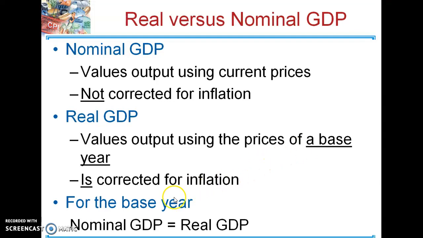One last thing, for the base year, the nominal and real GDP would be the same because it would use the same prices. So if the base year is 2010, then the nominal GDP uses 2010 prices and the real GDP also uses 2010. The base year's calculation for GDP is the only time where nominal and real GDP would be the same.